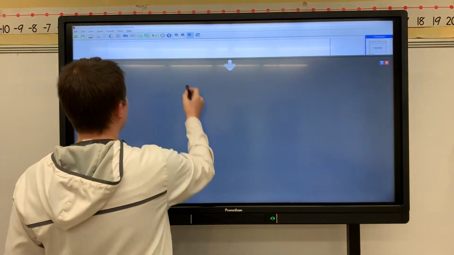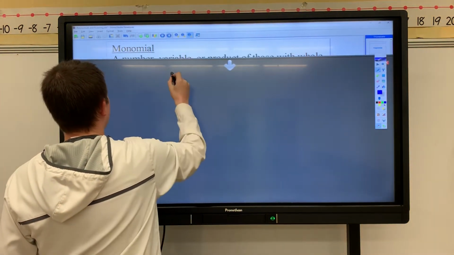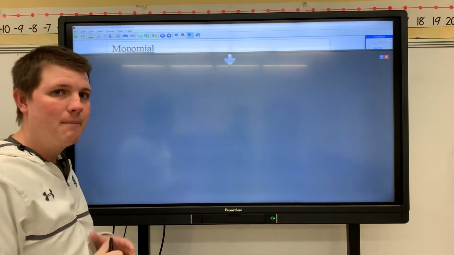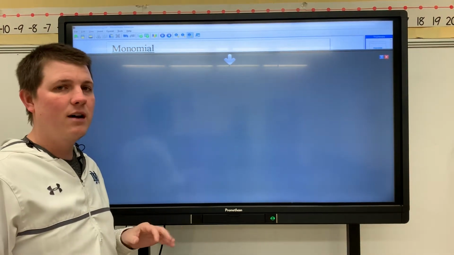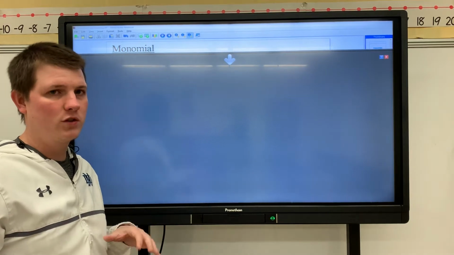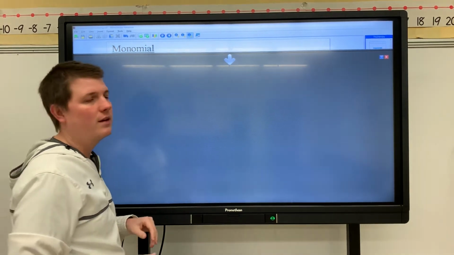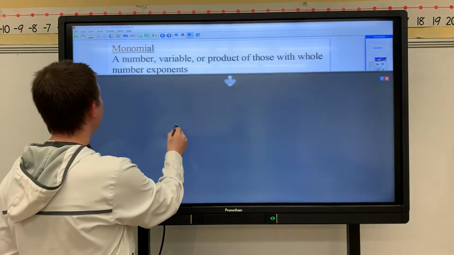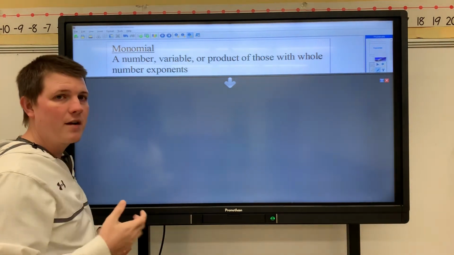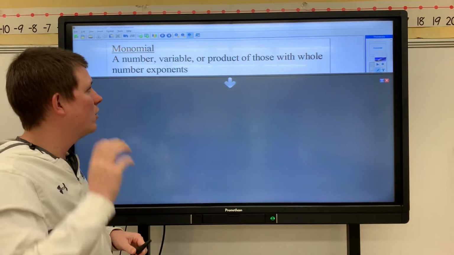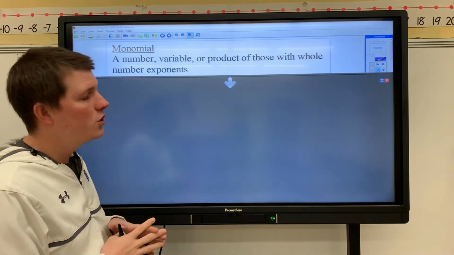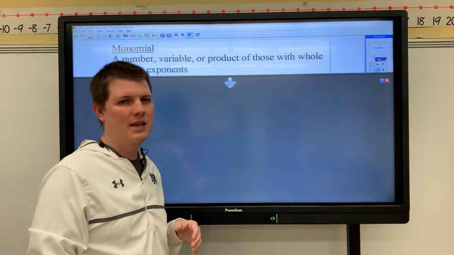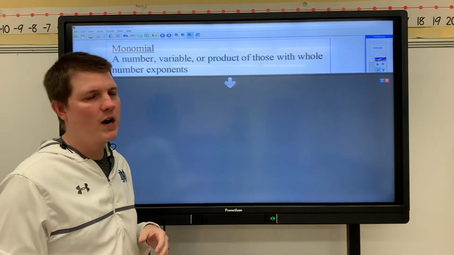So first thing we're going to talk about is something called a monomial. That is pronounced a monomial. And what a monomial is, this definition is not going to sound very easy to you at first, but I'll give you some examples. Hopefully it becomes a little easier. A monomial is a number, a variable, or product of those with whole number exponents. The whole number exponents just means the exponents can't be decimals, they can't be negative numbers, they can't be fractions.